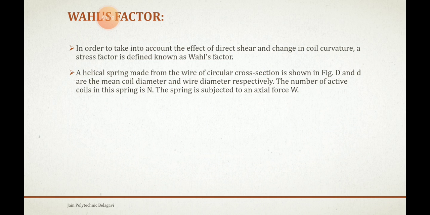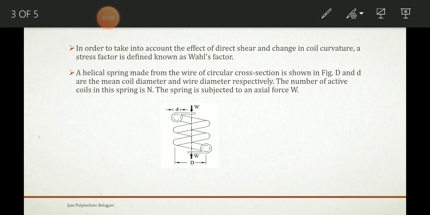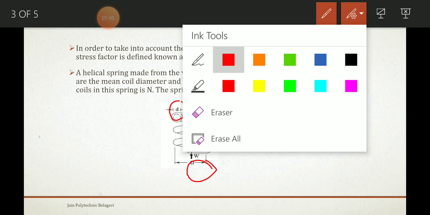Okay, a helical spring is made up from wire, and as I told you, it is circular in shape and having the diameter d. Capital D is the diameter of the coil and small d is the diameter of the wire, and n is the number of turns. So this is a diagram which indicates this D is the diameter of the coil, this d is the diameter of the wire, and W is the load acting on the wire.